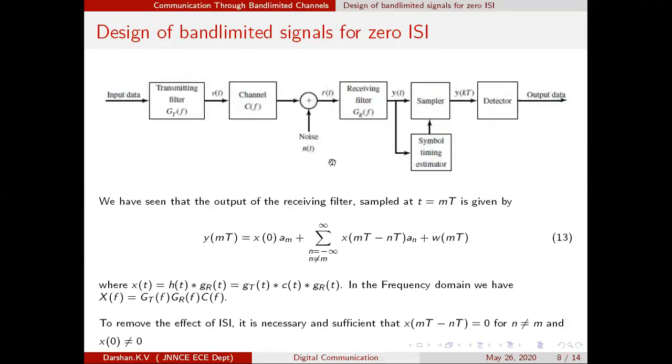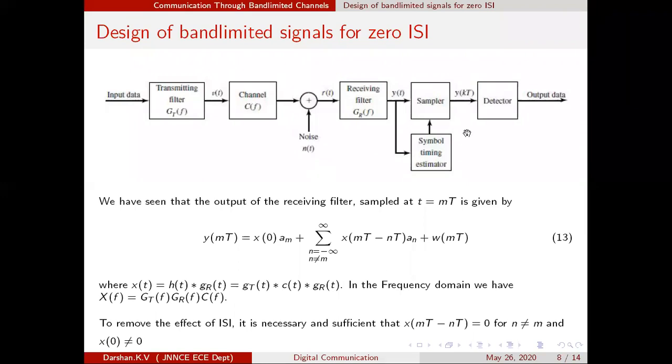So the main gist of the previous class was we were sending a set of symbols through this type of communication channel, and we are observing the output at the sampler. So the sampled output, if you observe, along with the desired symbol, you have a series of undesired symbols, which is represented by this summation term. This summation term was referred to as inter-symbol interference.